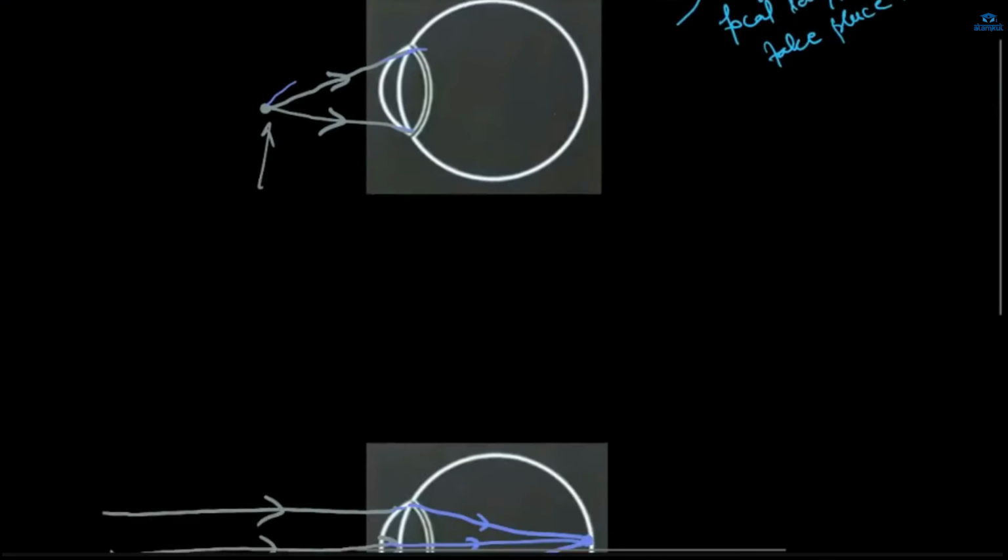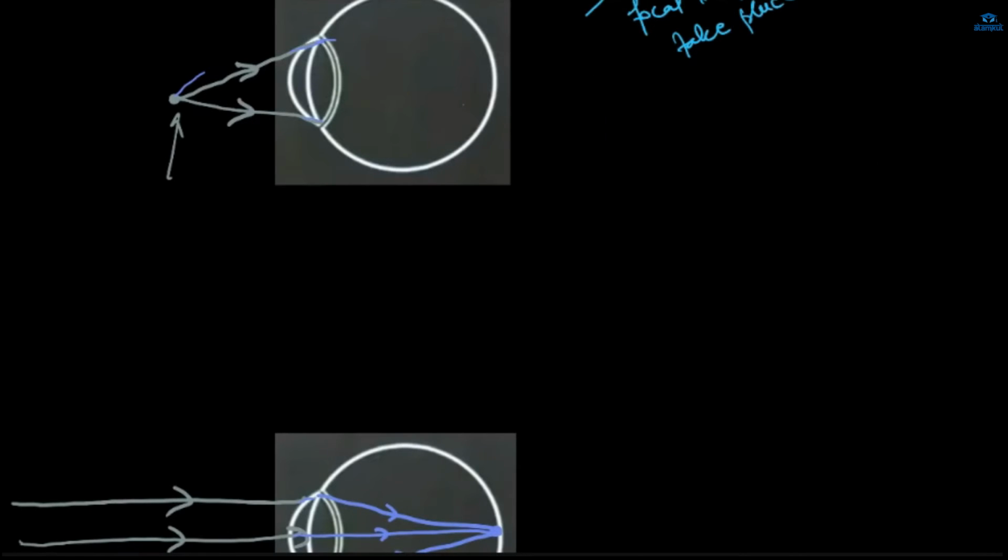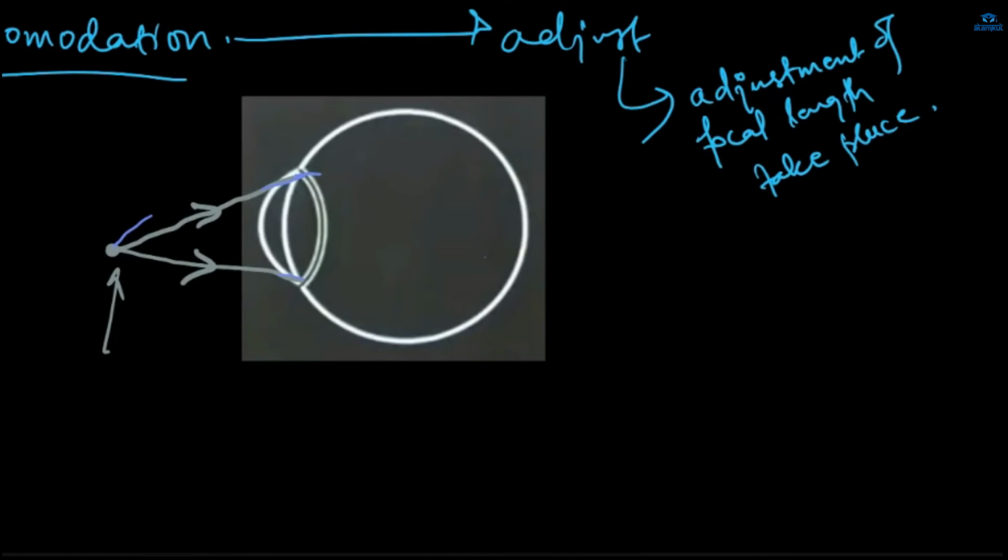See, if we want to focus all the images at the retina, it means that our v is constant. If v stays constant, then only can we see the object, because then only will the image of the object form here. Means v should be constant at every point.